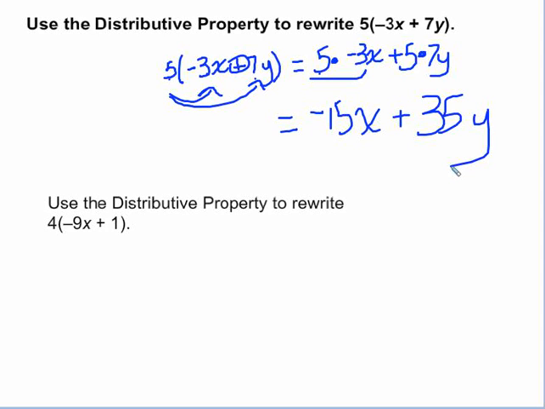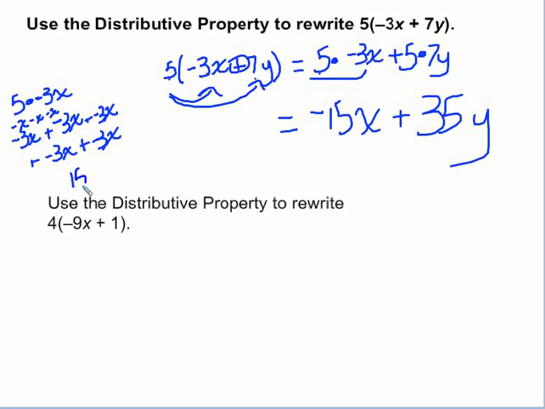And here's why that works. So if I have 5 times negative 3x, that's saying that I have 5 groups of negative 3x, so that means I have negative 3x, negative 3x, negative 3x, negative 3x, and another negative 3x. Well, I know each of these contains 3 negative x's. So in other words, I have 15 negative x's, or negative 15x. Okay? Let's try another one.